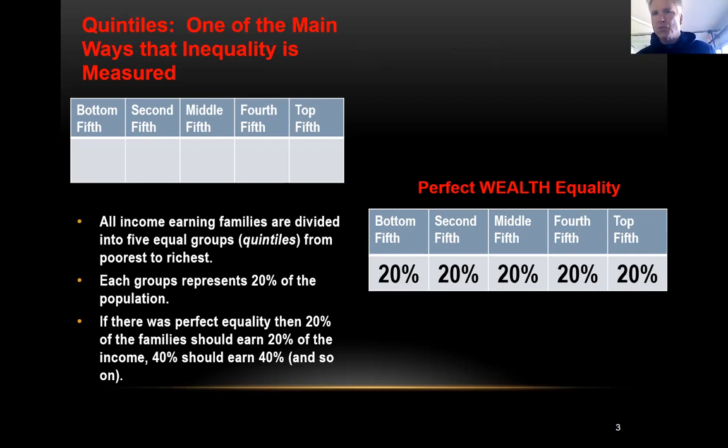If you took the bottom 20%, there really is no bottom 20% in this scenario. But if you did take 20% of the population, they would have 20% of the wealth. If you took 2 of these quantiles, 40% of the population, they would have 40% of the wealth. So again, this is kind of a standardized way, not the only way, but one way to measure inequality.